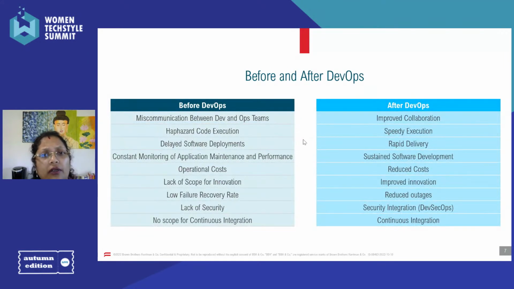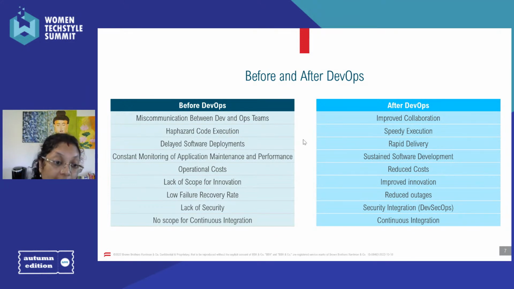Now, what was before DevOps and what was after DevOps? What did DevOps bring to the table? So before DevOps, there was miscommunication between dev and operations teams. Once the development is done, it would be given over to the operations team to take over. There was haphazard code execution. There were delayed software deployments, and a need to constantly monitor for application maintenance and performance. And then there was a lot of overhead in bringing tools that can do the application monitoring, onboarding, and things like that, and that would add to the operational cost.